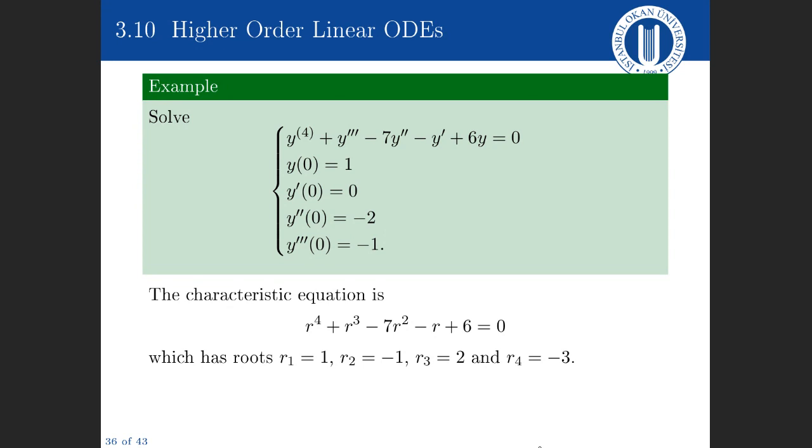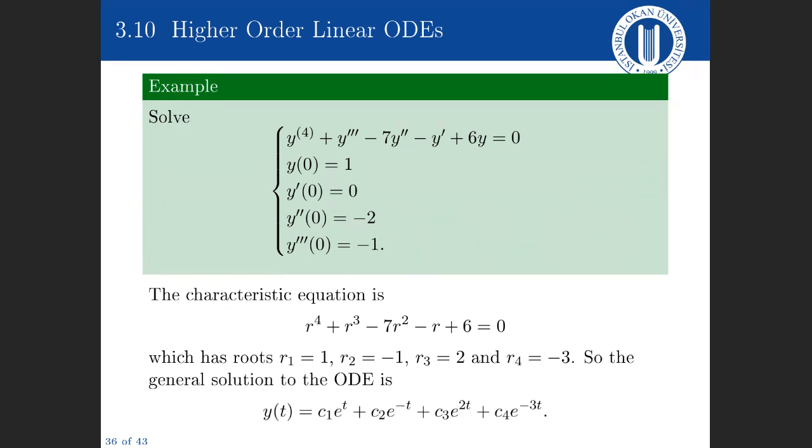After we've found the roots, we can write down the general solution to the differential equation. From the first root, r1 equal to 1, we get the function e to the power t. From the second root, minus 1, we get e to the power minus t. From the root 2, we get e to the power 2t. And from the root minus 3, we get e to the power minus 3t. And again, the number 4 is appearing. Fourth order equation, 4 initial conditions, 4 constants, c1, c2, c3, and c4.